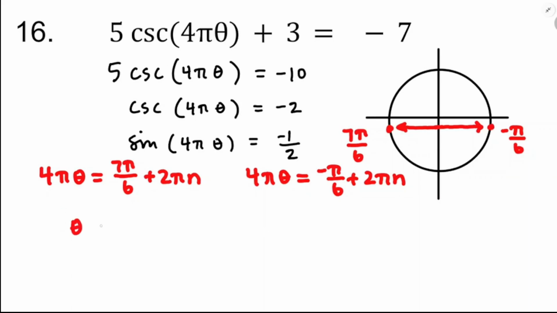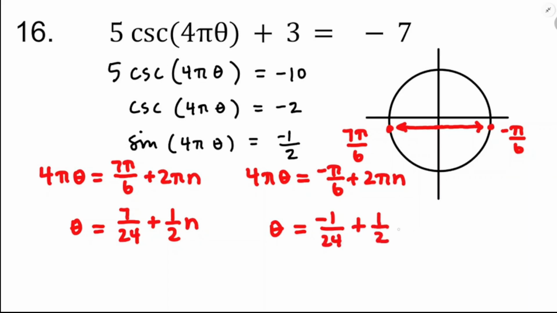So I'll have, all right, if I divide by 4, I'd have 24 in the denominator, at least the fraction 7 pi over 6, and divide by pi, I'll lose that. I think it's just going to be 7 over 24, plus, if I divide by 4 pi, that would be 1/2 n. Okay, that's kind of strange solutions, but we can work with that, right? Theta equals, divide by 4 pi, that'll be negative 1 over 24 plus 1 half n. Okay, whatever.